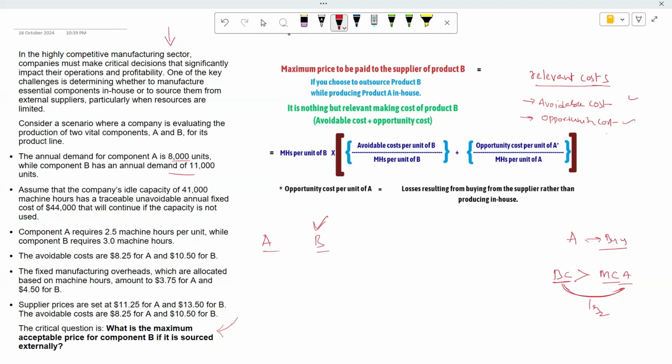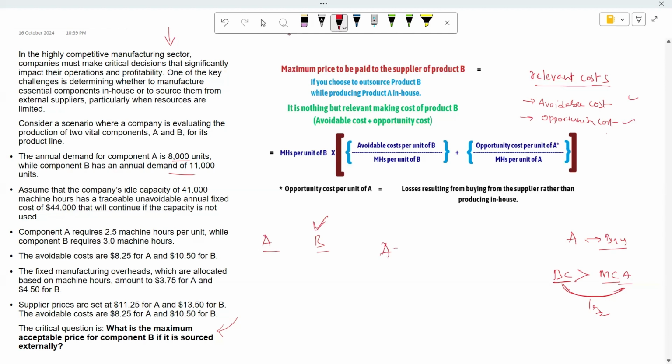But if we would have manufactured product A, we would have manufactured at low cost. So the difference between the buying cost and the in-house manufacturing cost of component A, we would have paid less. We have incurred more. So the difference between these two is the lost money. That is the loss, and that is treated as an opportunity cost. But it is not so simple.